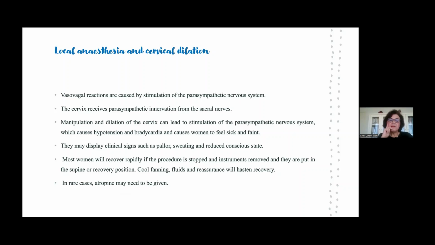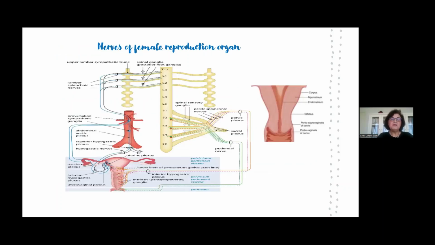They may display clinical signs such as pallor, sweating, and reduced conscious state. Most women will recover rapidly if the procedure is stopped and instruments removed, and the patient is put in supine or recovery position. Intravenous fluids and reassurance will hasten recovery. In rare cases, atropine may need to be given. Here is a picture of the nerves of the female reproductive tract.